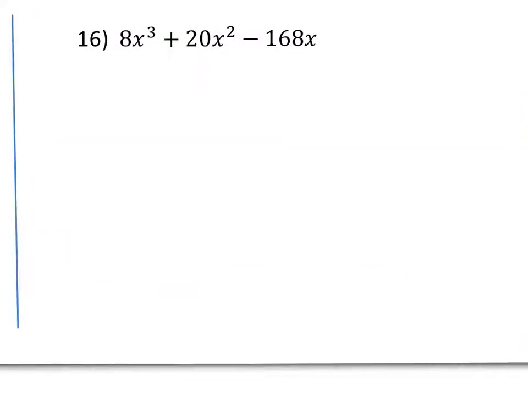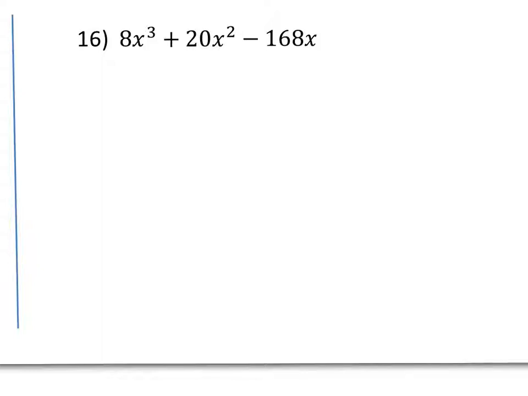Number 16 also is under the learning target of factor completely to solve. And we don't have to solve here. Again, this is under the same directions as factor, and there's no equal sign, so I don't have to solve quite yet, but perhaps at the next couple problems I will.